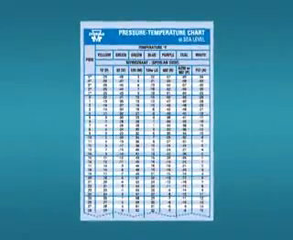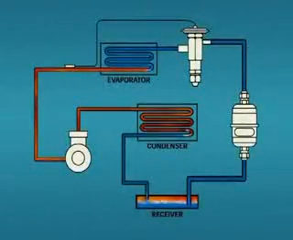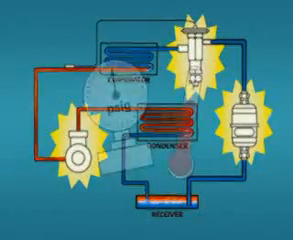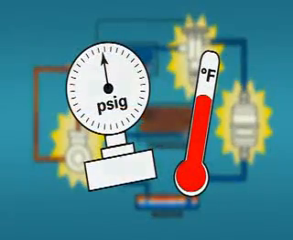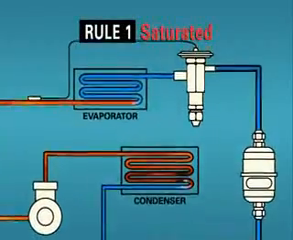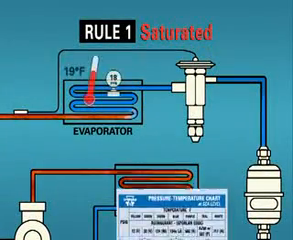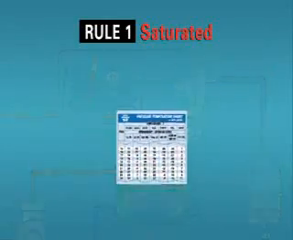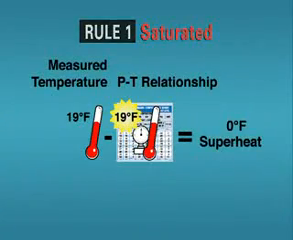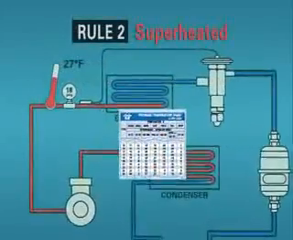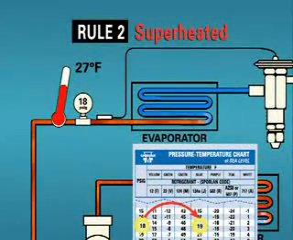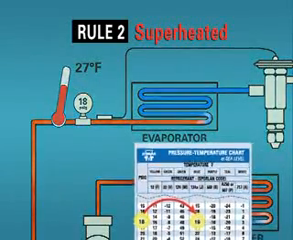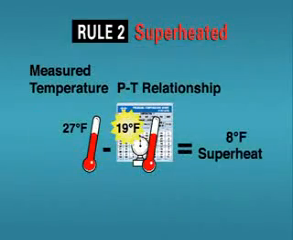With the PT card, we should be able to determine the condition of the refrigerant at any point in the system by remembering the following rules. Rule 1. If we have a liquid and vapor mixture present, as we do in the evaporator and condenser, we have saturated refrigerant, which will correspond to our PT card. Rule 2. We have superheated vapor when our measured temperature is greater than the saturation temperature indicated by our PT card. The amount of superheat will be the difference in these two temperatures.